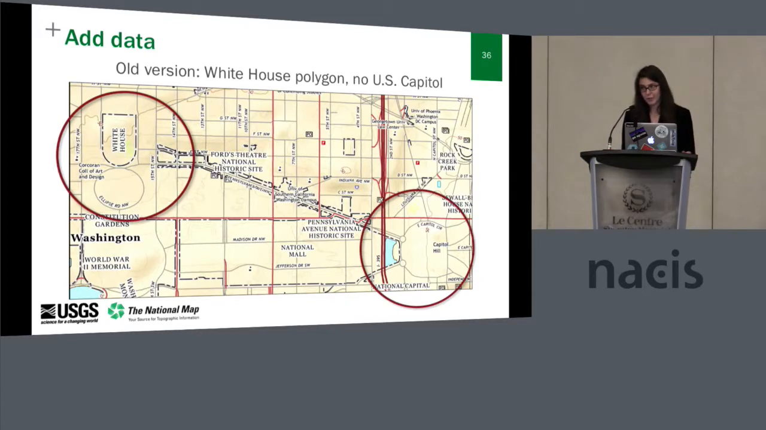Here's the old version. We were relying on these polygons of federal land outlines, which I don't really like. Number one, I don't like the design, but you can see the label is a little wonky. And we don't even have a US Capitol, just Capitol Hill. So that's why I made that change.